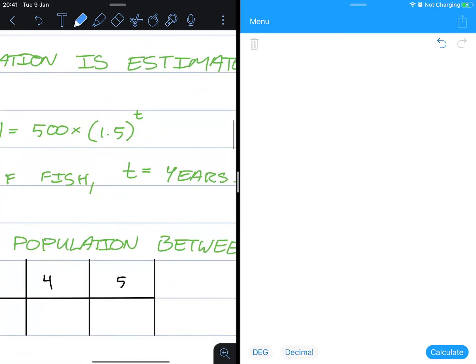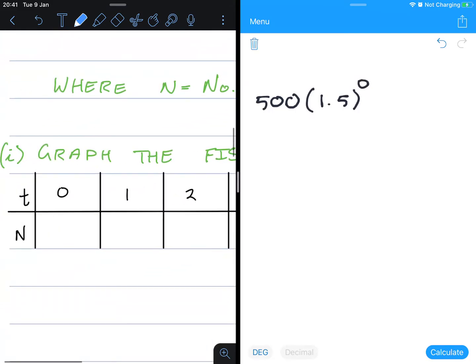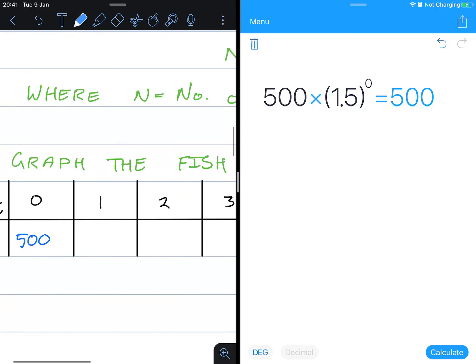For this, we're going to be typing in this following. Let's write that in first. So 500. For this, I'm just going to use brackets, meaning times. And this power here that goes on top, okay, that's what we're going to be substituting as we go along. So to the power of 0, well, that's 500. If we do 500 times 1.5 to the power of 1, well, that gives us 750.